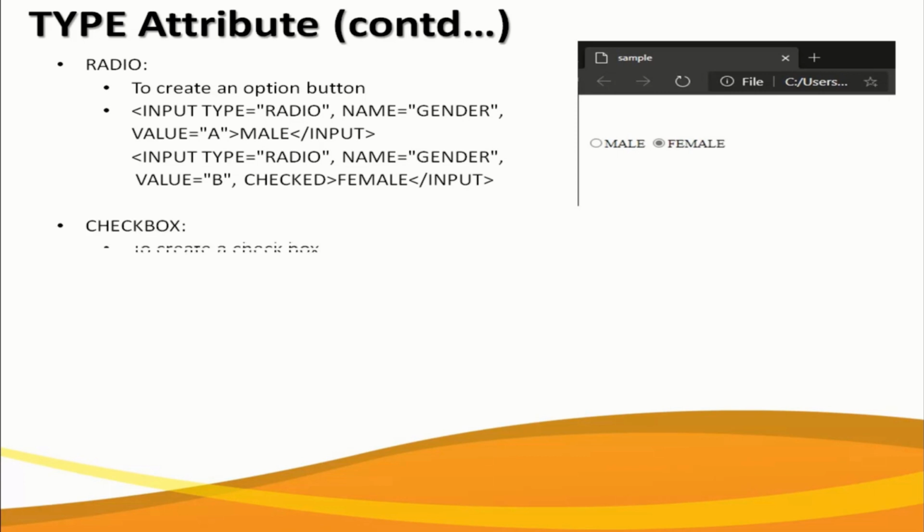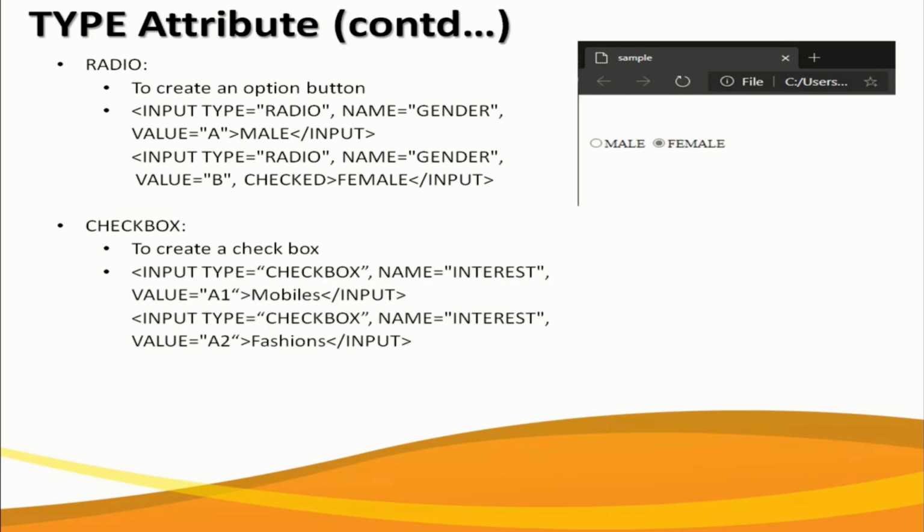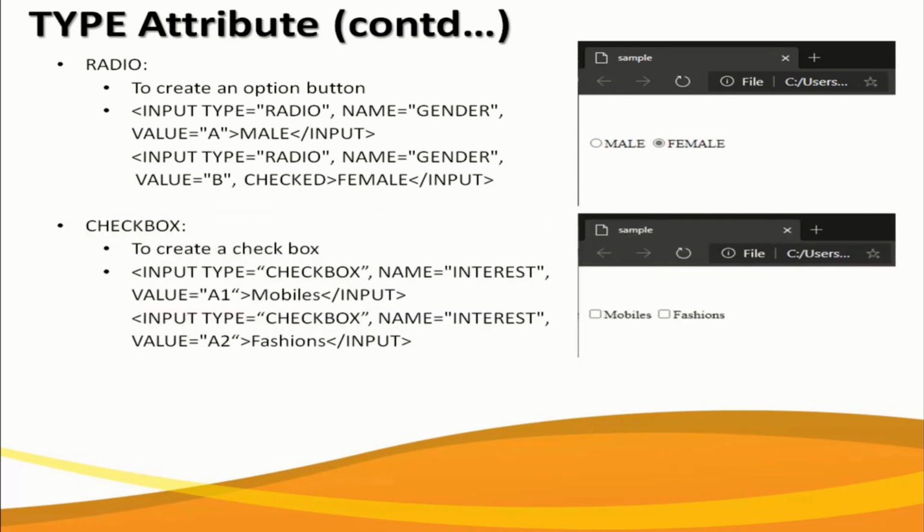Next is checkbox. It is used to create checkbox in HTML form. Check out the syntax for creating checkbox. It's quite similar to radio button. Here type is checkbox and value given as A1, and for another one value is A2. Rest of the code is same as above. Now look at the output of the above code.